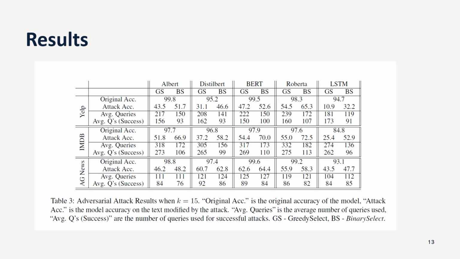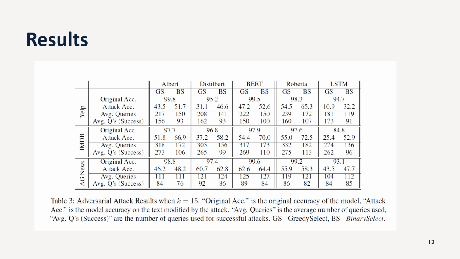The main result of our attack experiments can be found in this table. For each classifier, we compare the greedy and binary select. We use a k value of 15, which means the attack was limited to replacing 15 words in a text at most. The first three metrics described are original accuracy, attack accuracy, average query, and average query success.